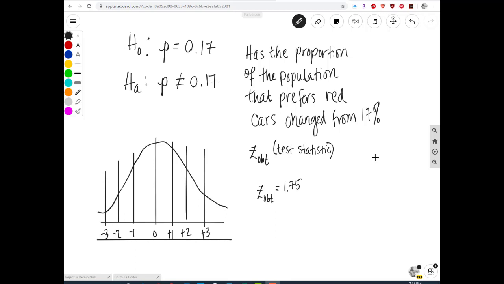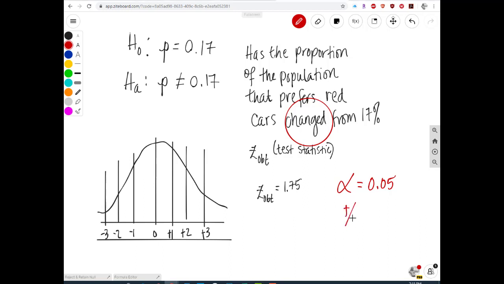Because it says changed, we want the alternate hypothesis to show that there's just any change. It's not specifying whether it wants to know if it's decreased or increased. We just are looking for a change. Okay. So the next thing we need to do is decide on an alpha level. Let's just try an alpha level of 0.05. So the z-crit for an alpha level of 5% is positive and negative 1.96.